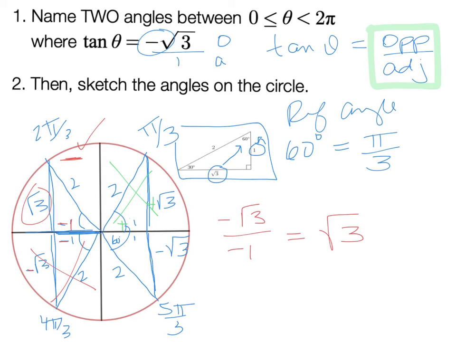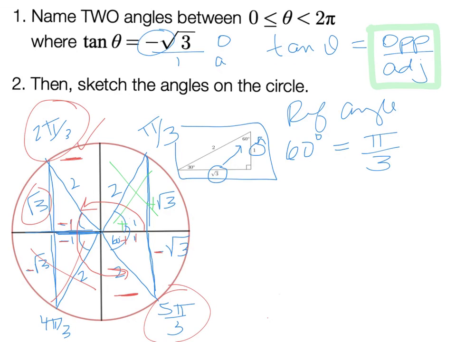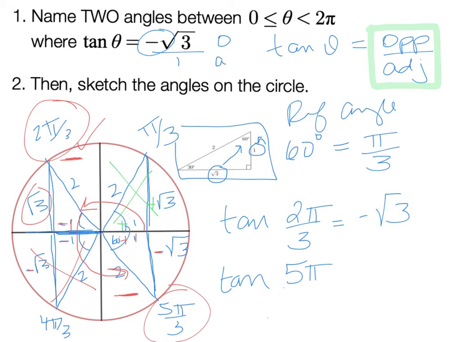And last but not least, in quadrant 4, we have a negative root 3 and a positive 1, so that also gives us a negative root 3. So in this quadrant tangent will also be negative. So that means that the two angles are 2 pi over 3 and 5 pi over 3. This means that tangent of 2 pi over 3 gives us negative root 3, and tangent of 5 pi over 3 also gives us negative root 3.